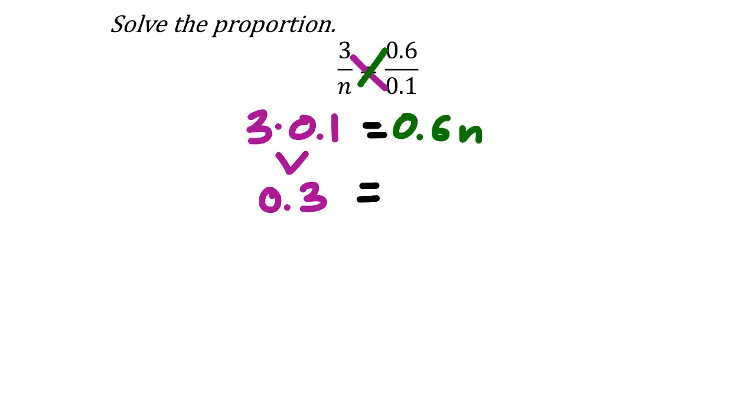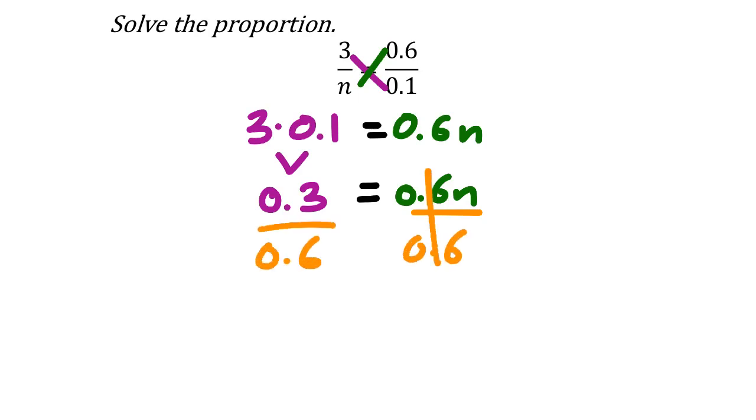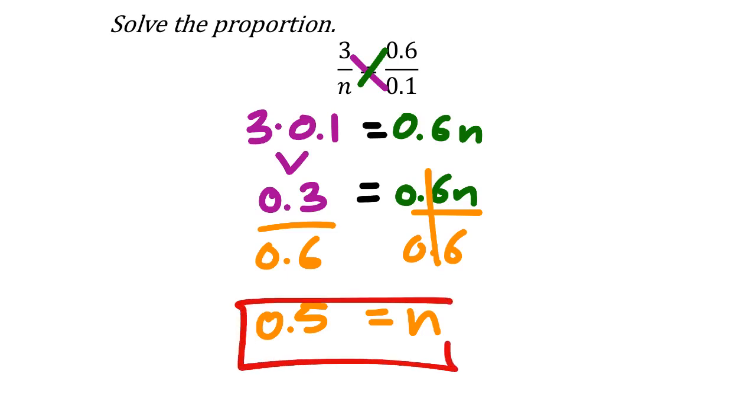So 0.3 is going to equal 0.6n. To solve this, I would divide both sides by 0.6 to make that 1n. n equals 0.3 divided by 0.6 in the calculator. Should be 0.5. In my head that works, but let's just double check. So 3 divided by 0.5, enter, is 6, and 0.6 divided by 0.1 is also 6. So the calculator verifies that we've done our work correctly, and that would be our answer.